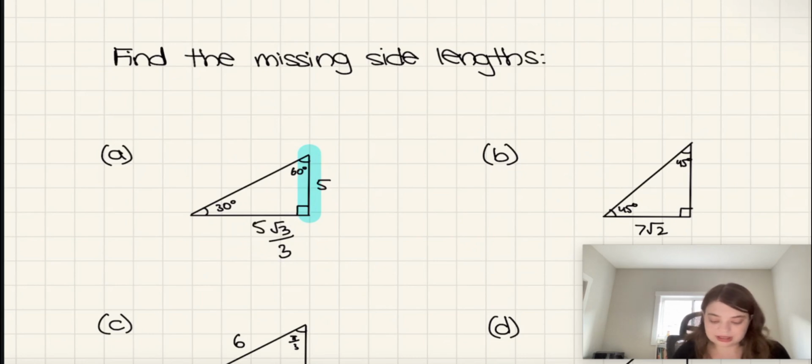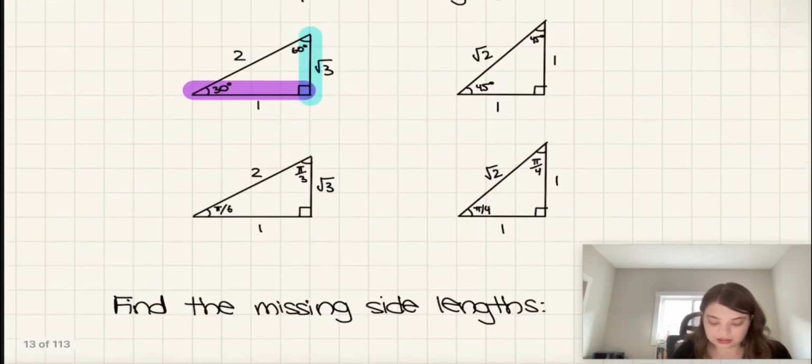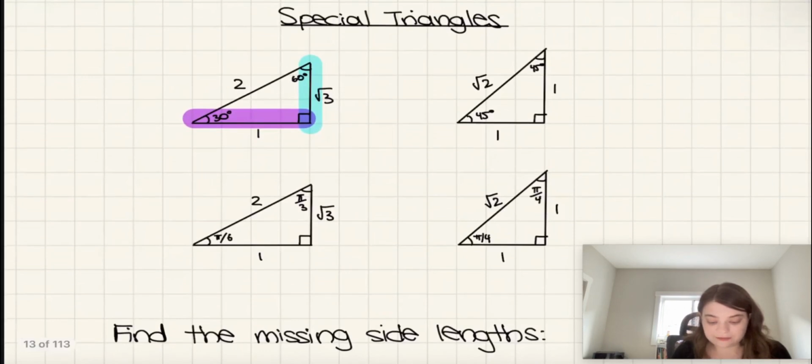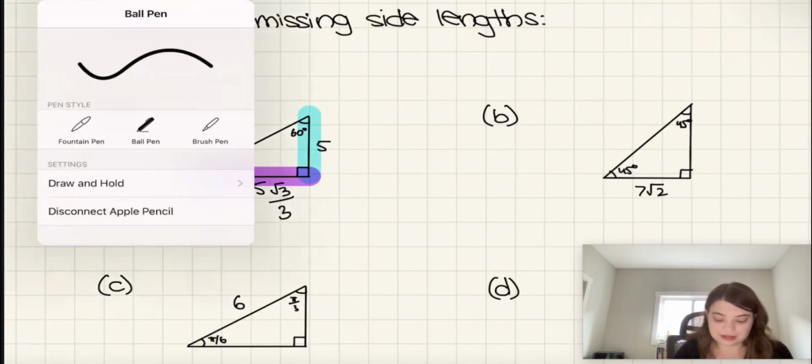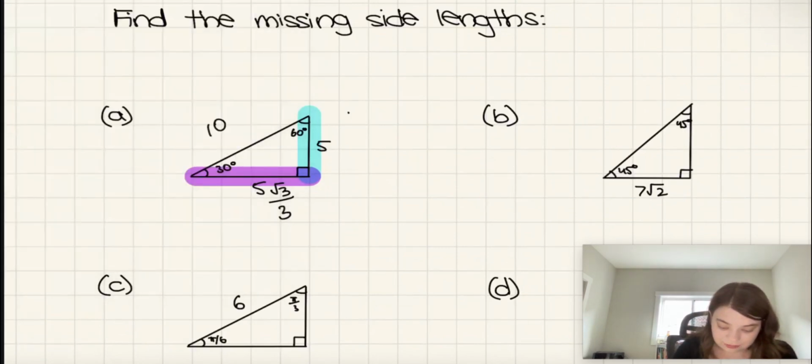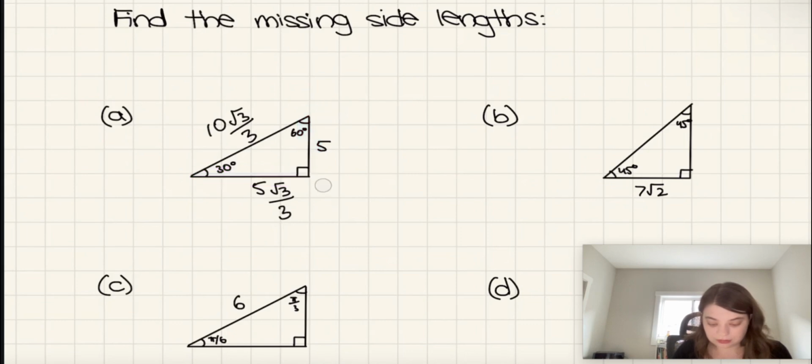Then the next question is, well, how do we get from this side length here to the hypotenuse? Well, over here in the original special triangle, to get from 1 to 2, we have to multiply by 2. So that means we must do the same thing to the similar triangle. We have to take 5 root 3 over 3 and multiply it by 2, which gives us 10 root 3 over 3. And so there's our answer. Okay, let's move on to B.